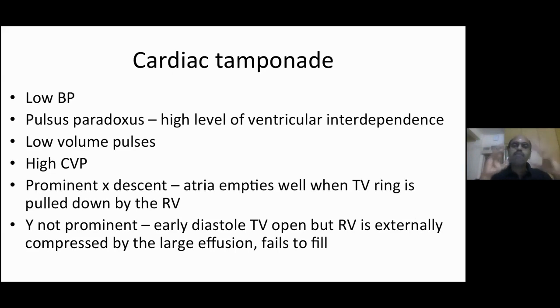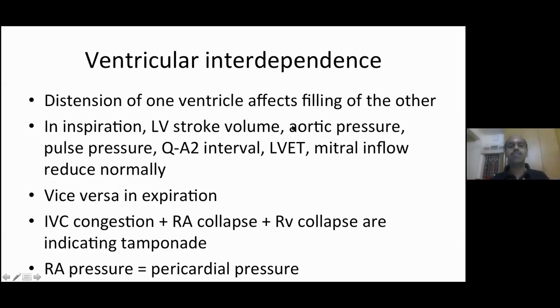The surrounding pericardial fluid is not only pressing the RA but also pressing the RV. So when the tricuspid valve opens and the right ventricle has to fill, the RV is not filling. RV is collapsed by the surrounding high pericardial pressure which is squeezing the RV. RV cannot fill. Early diastolic filling that happens in constrictive pericarditis does not happen in cardiac tamponade. So Y is not prominent, but X is prominent. So this is the characteristic feature of cardiac tamponade.